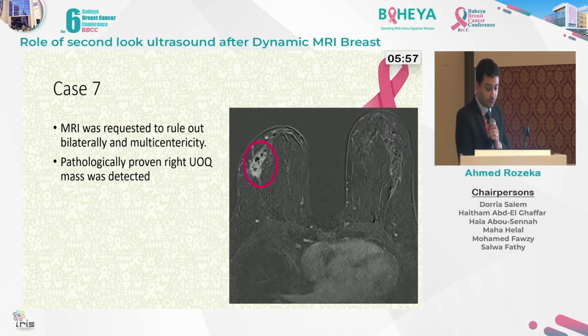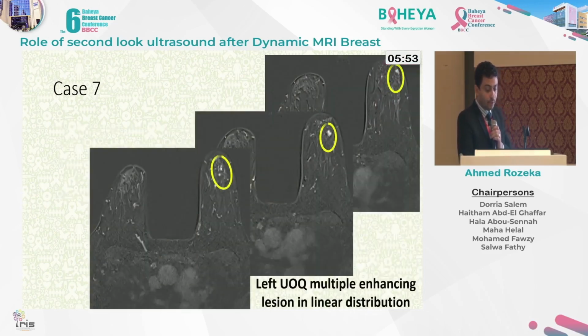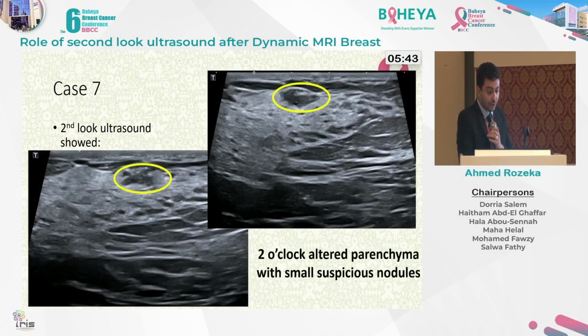As we can see, heterogeneous enhancement, as well as multiple left upper outer quadrant enhancing lesions taking a linear distribution. Obviously, this was very suspicious on MRI. So we did cyclic ultrasound to confirm this finding, because it was not originally seen on the initial sonography. It showed 2 o'clock altered parenchyma with small suspicious nodules.